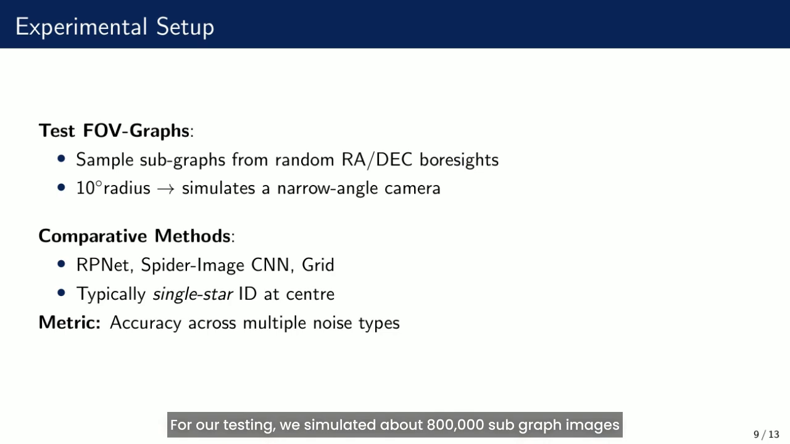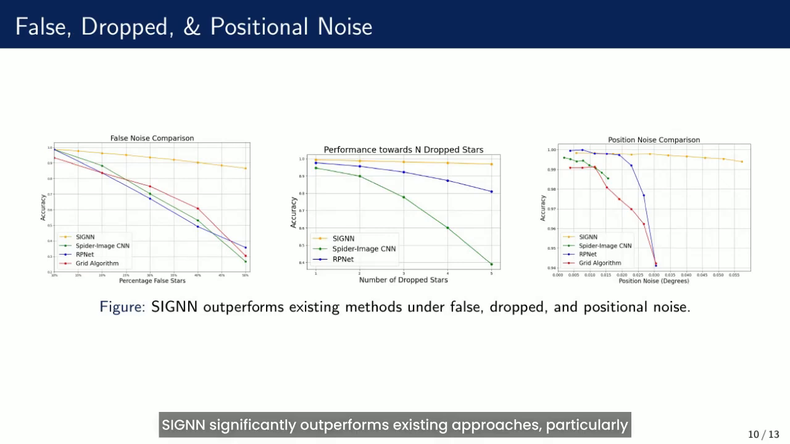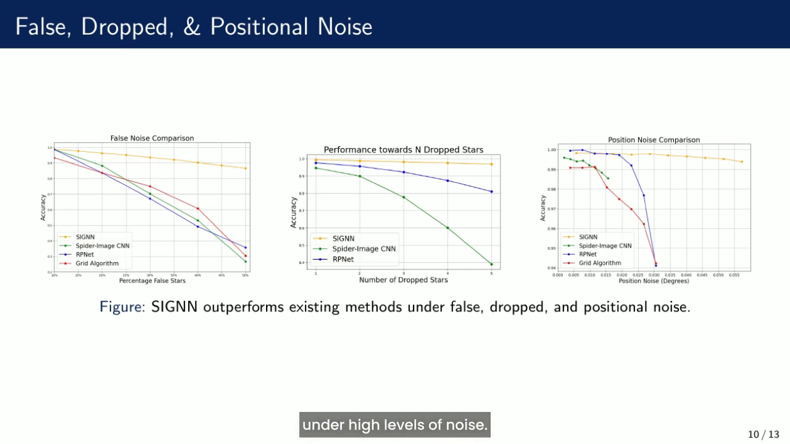For our testing, we simulated about 800,000 subgraph images and made a total of 28 million star predictions. SIGNN significantly outperforms existing approaches, particularly under dropped noise and positional noise and under high levels of noise. Moreover, SIGNN is capable of predicting all stars in an image at once rather than a single centrally placed star, though for our results we restrict this to all stars within about a 4-degree radius from the center in order to better compare with the existing approaches.